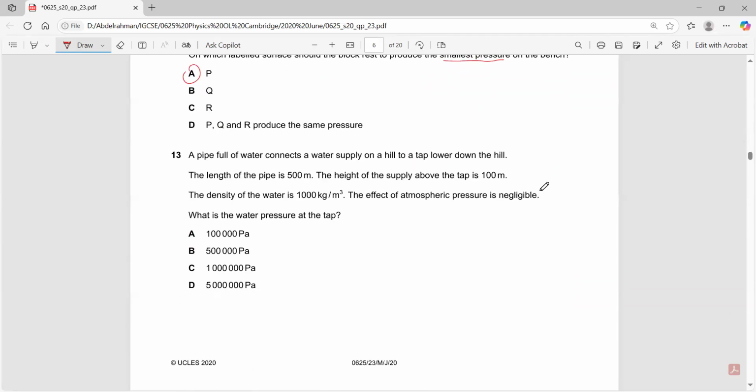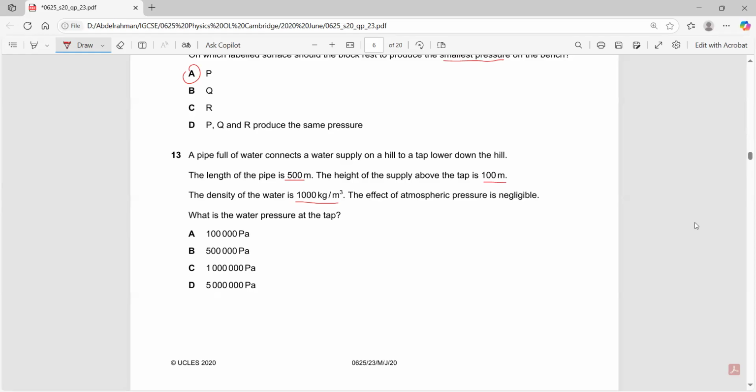A pipe full of water connects a water supply on a hill. The length of the pipe is 500 meters. The height of the supply is 100 meters. The density of the water is 1,000 kilograms per cubic meter. The effect of the atmosphere is negligible. Yes, it is negligible. What is the water pressure at the tap?